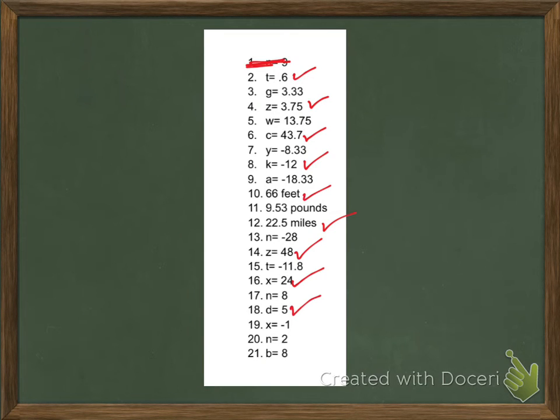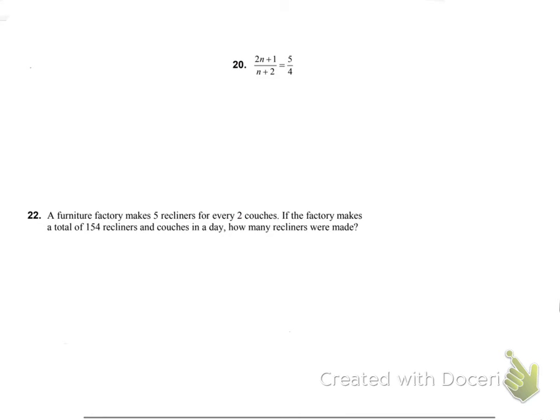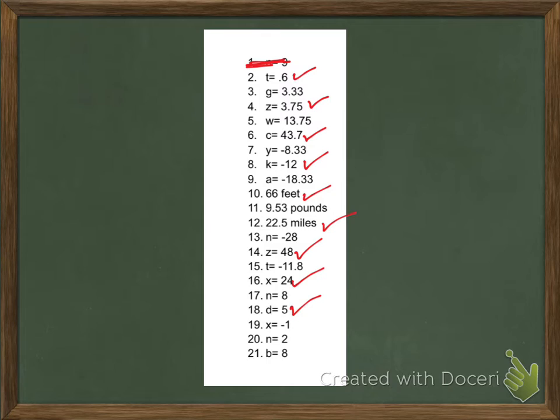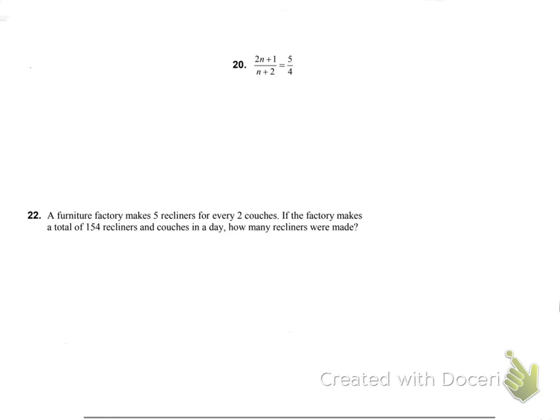All right, we have, I think, one more to go, maybe 2. 20 and 22. Oh, Mr. Class didn't put the number from 22. We'll have to figure it out ourselves.